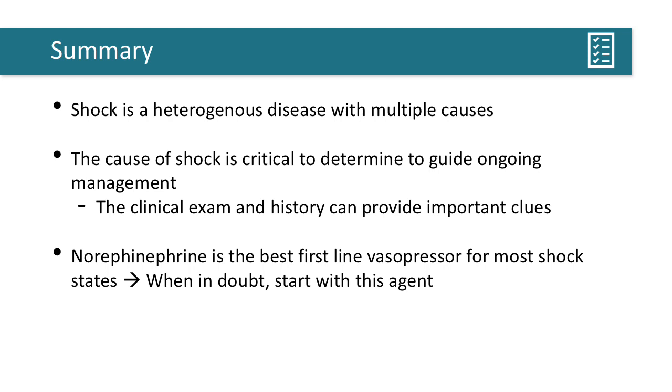In summary, shock is a heterogeneous disease with multiple causes. The cause of shock is critical to determine the guide of ongoing management. This is one of the times where it's really important to both examine and take a history to provide important clues. When in doubt, always use norepinephrine as it's an ideal first-line vasopressor for most shock states.